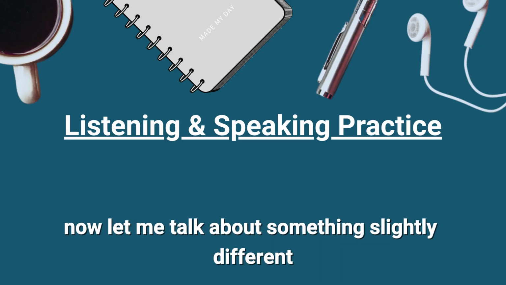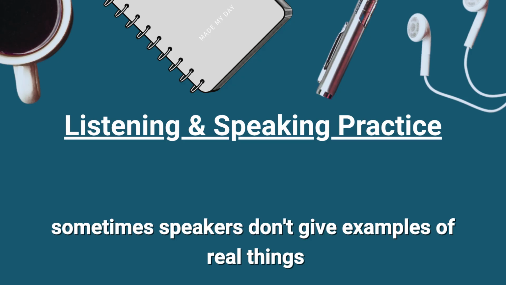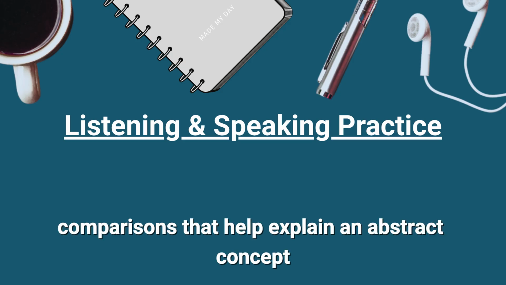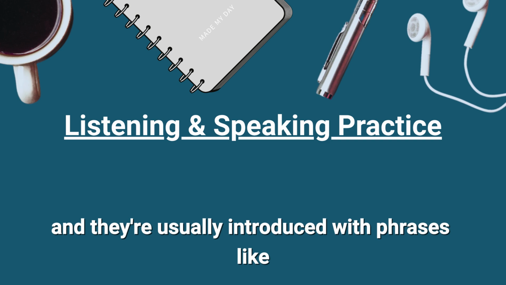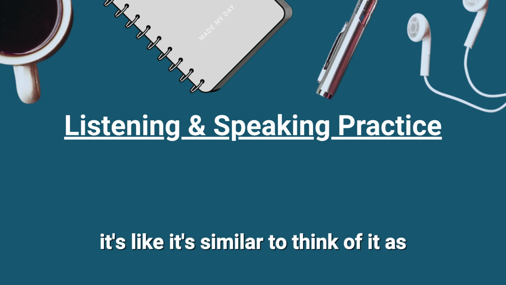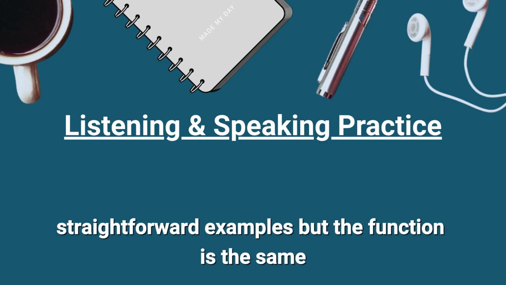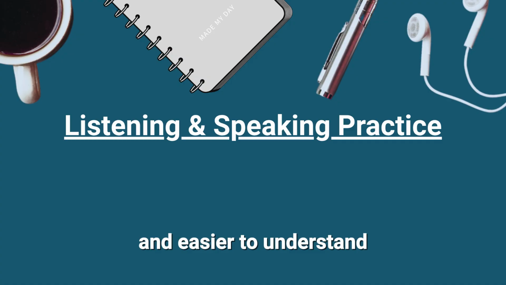Now, let me talk about something slightly different but closely related. Sometimes speakers don't give examples of real things. Instead, they use analogies, comparisons that help explain an abstract concept. Analogies are a form of illustration, and they're usually introduced with phrases like, it's similar to, think of it as, or it's kind of like. These are slightly different from straightforward examples, but the function is the same. They're there to make an abstract idea more concrete and easier to understand.